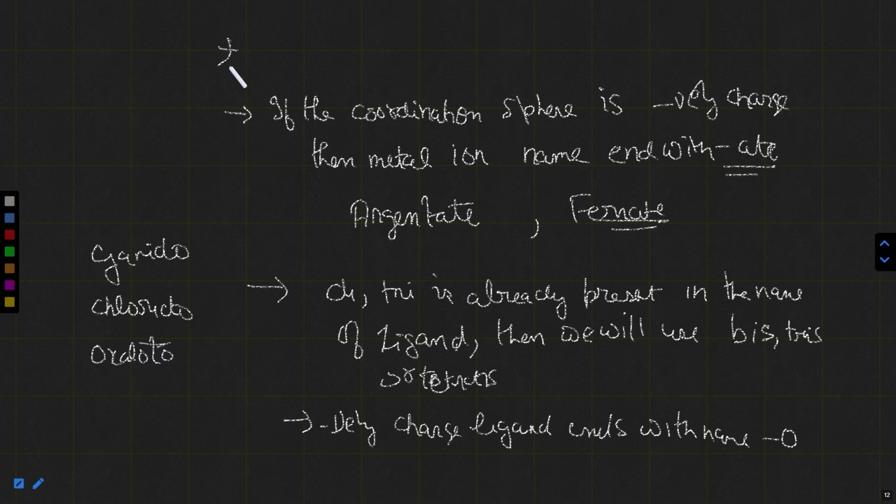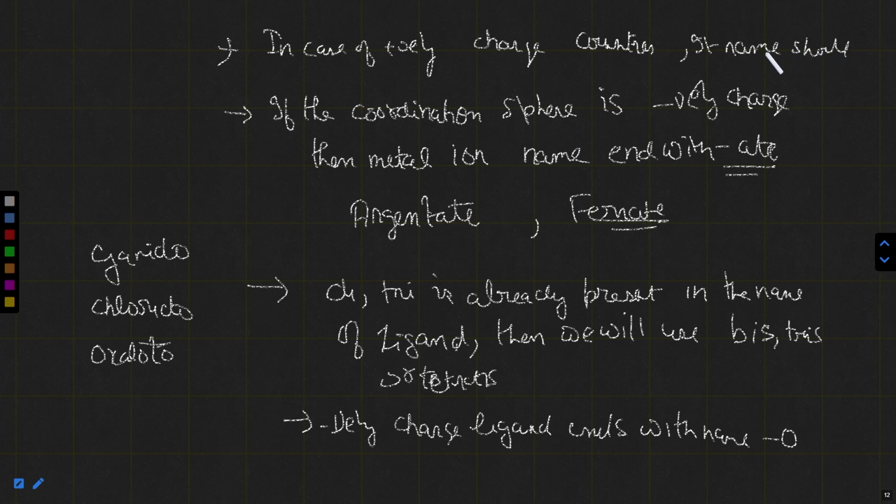And the last point, I would say, is that in case of a positively charged counter ion, its name should be written first. So we have seen an example of this. So these 4 points are the cases of exception. So you should remember these 4 points. The remaining points are easy to remember, but these are some exception cases. Clear? So with this, I end my lecture. Thank you.